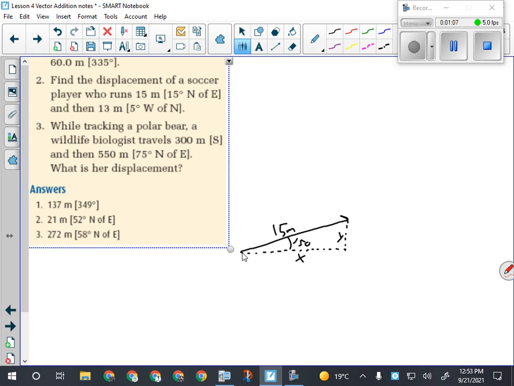And then my second one is 13 meters at 5 degrees west of north. So I'm going to draw my reference line north. Okay, and scale's important here. 13 meters is just a little bit less than 15. 5 degrees is an exceptionally narrow triangle. Right, so 5 degrees there. This is 13 meters. This would be y. This would be x. And that means that my resultant, which in this case represents the total displacement, would run from my initial position to my final position.